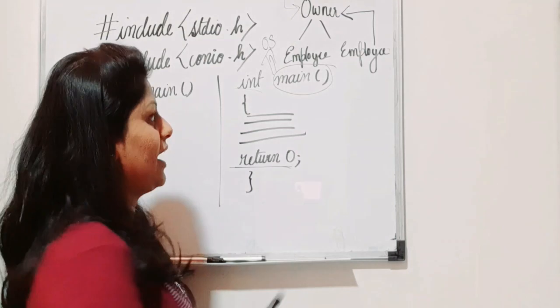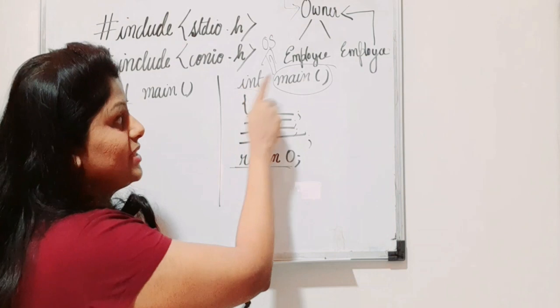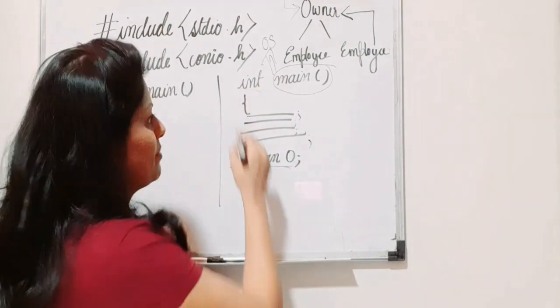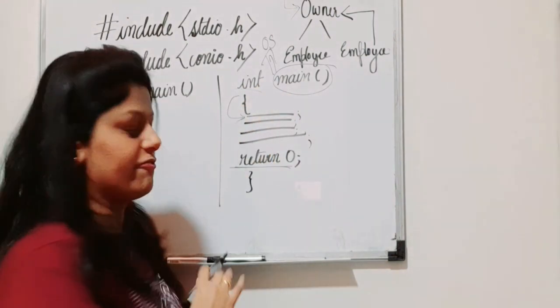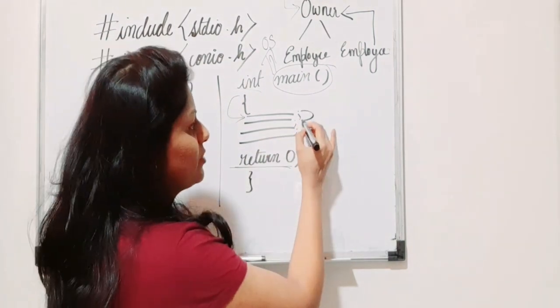Every line has to end with a semicolon. That is, whenever this int main starts, what happens? It will first come to the first line. If the first line has no error, it will execute, and then it will come to the second line.